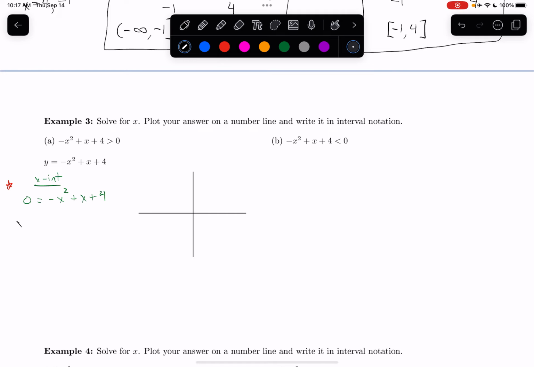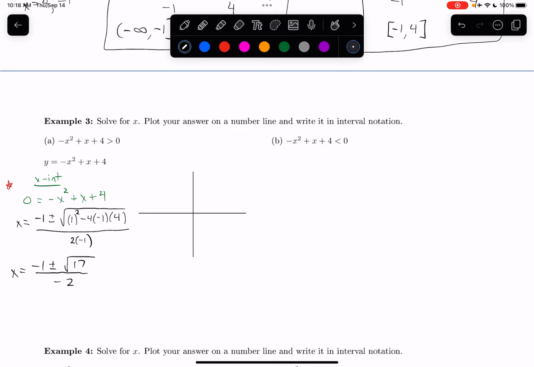So I'll get x equals negative b, so that's negative 1, plus or minus square root of b squared. So b is 1, so 1 squared minus 4ac. So the a is negative 1, and the c is 4. Then all over 2a, so all over 2 times negative 1. That's my quadratic formula. So if I simplify this, I get x equals negative 1 plus or minus square root of 1 plus, this part becomes 16, so that's going to be 17, and then all divided by negative 2.